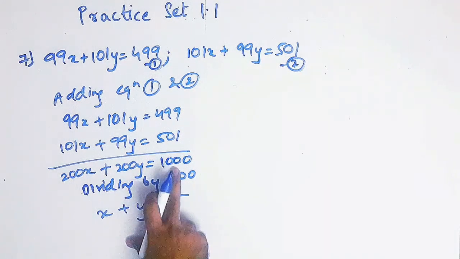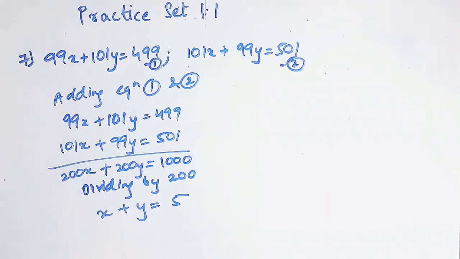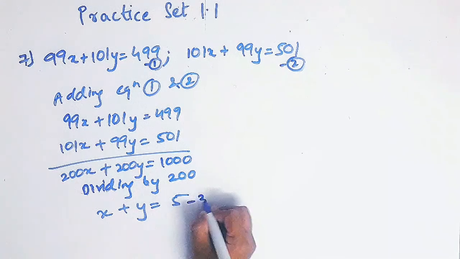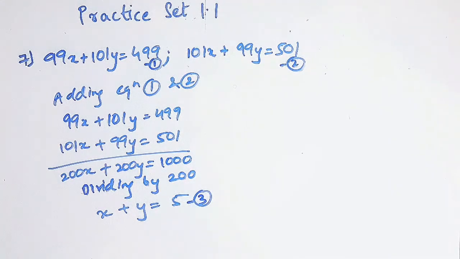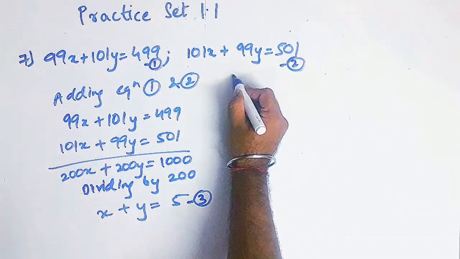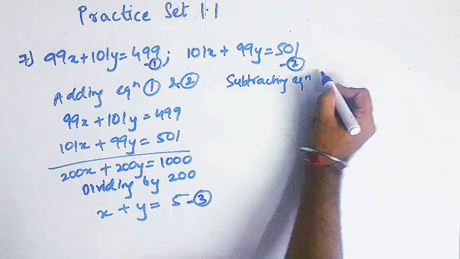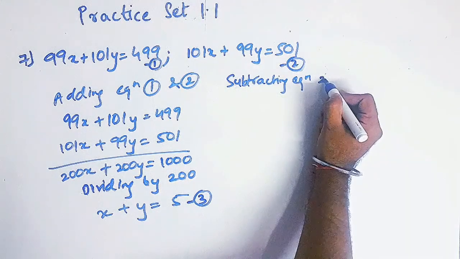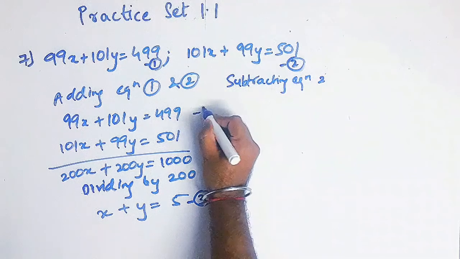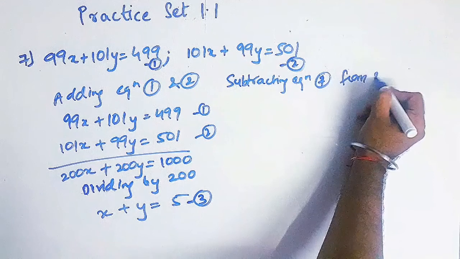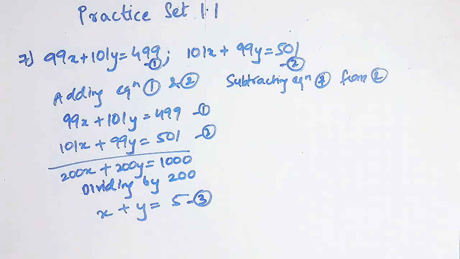This, if you divide by 200, it will become 5. Then this I'll give a new name, equation number 3. Then I'll be subtracting equation 1 from 2. Any equation you can subtract, equation 2 from 1 or 1 from 2.